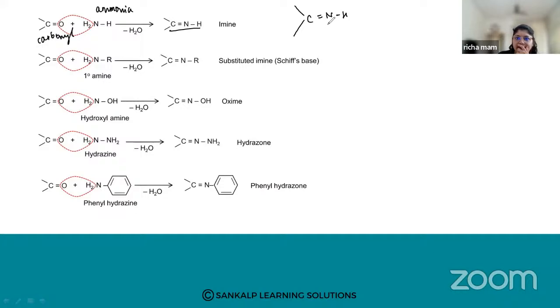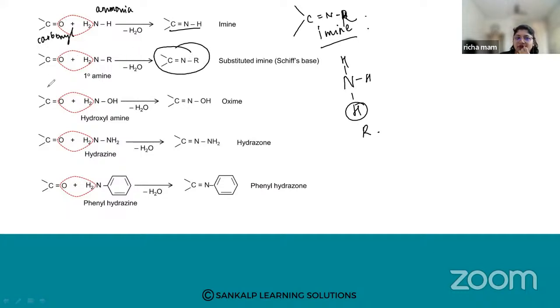Right, C double bond NH is nothing but your imine system. Then, when a carbonyl group reacts with a primary amine, what happens? Now NH3 is there, so one of the hydrogens is replaced by R. So it is a primary amine. What will you get? Instead of hydrogen, you will get your R-substituted imine. So you get a substituted imine.